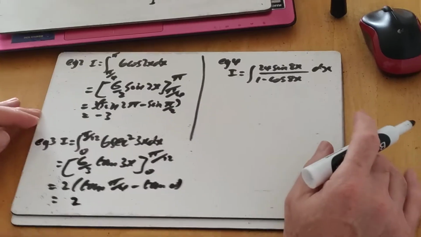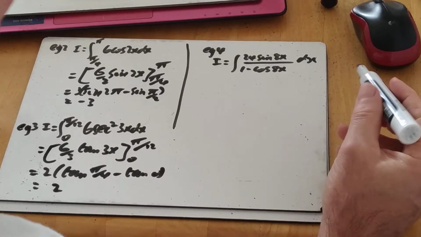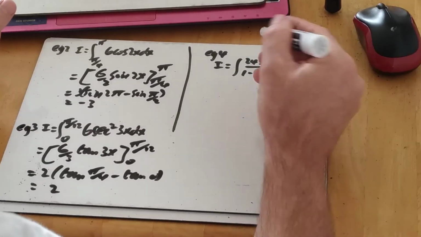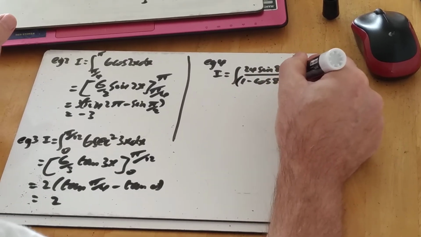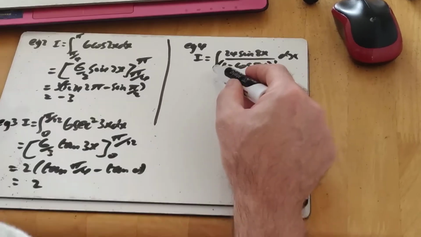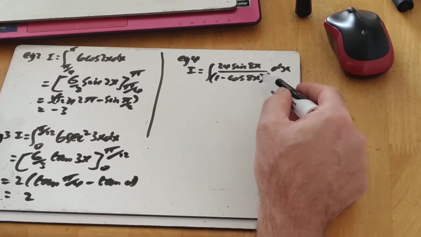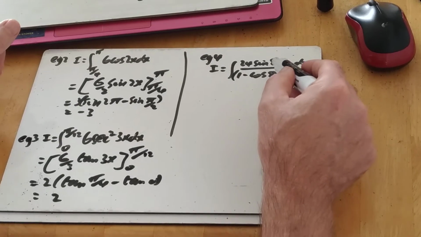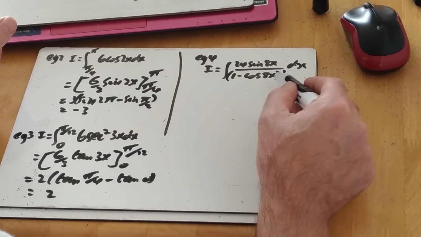Tan 0 is 0. Example 4, fraction. Now, I've got a complicated thing on the denominator, but remember that because the denominator is to the power 1, I can be thinking about a Ln answer. If I differentiated the denominator, the differential of 1 minus cos 8x will be 8 sine 8x.